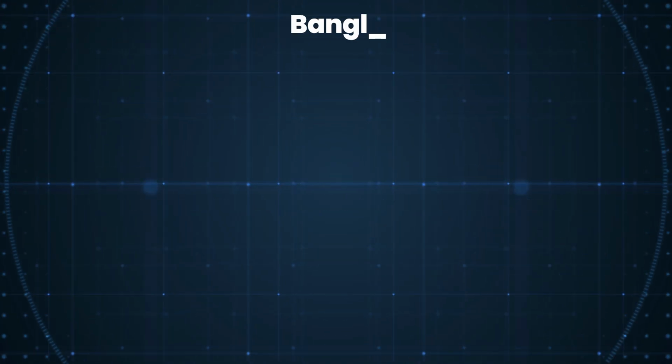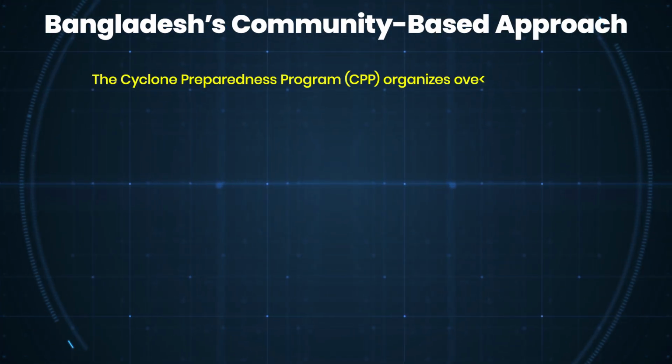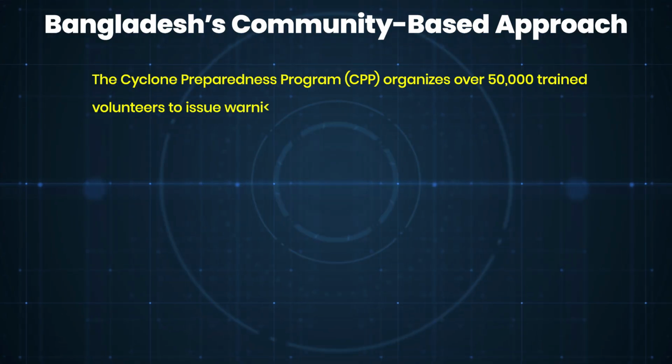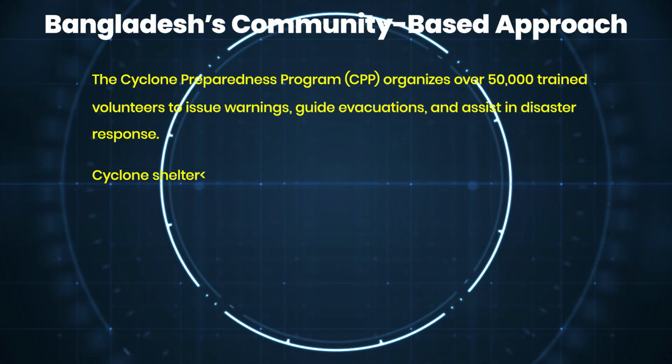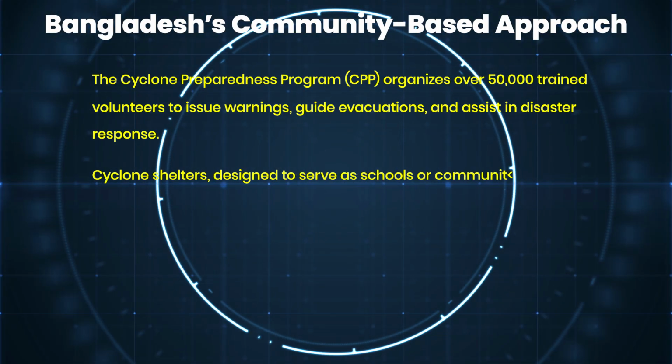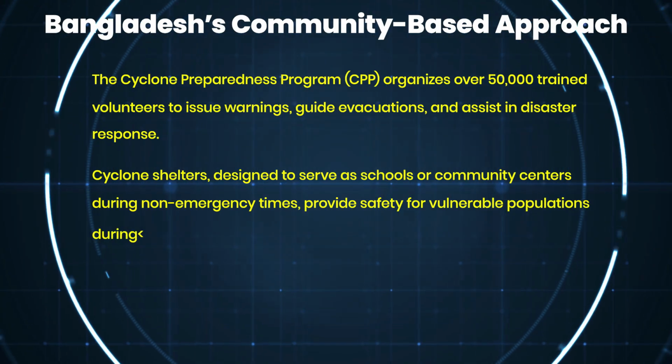Let us talk about the Bangladesh community based approach. The Cyclone Preparedness Program organizes over 50,000 trained volunteers to issue warnings, guide evacuations and assist in disaster response. Cyclone shelters, designed to serve as schools or community centers during non-emergency times, provide safety for vulnerable populations during storms. Early warning systems utilize radio broadcasts, loudspeakers and community based networks to ensure timely communication, significantly reducing the loss of life in Bangladesh.